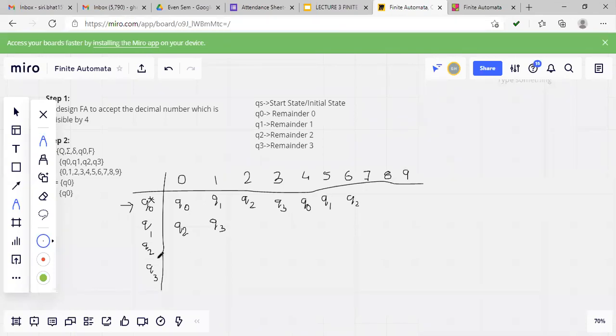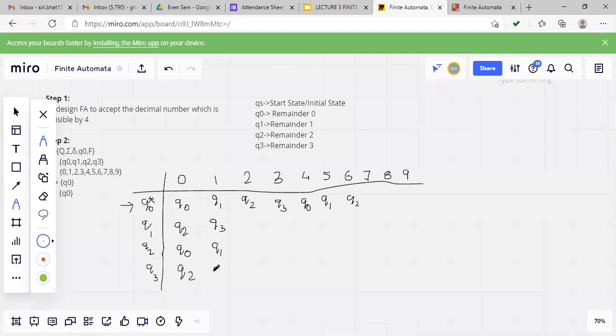Then Q2 on 0. It is 20, right? 20 divided by 4, the remainder is 0. Very good. Q2 on 1, 21, so it is Q1. Then I'm going to Q3 now. Q3 on 0, we are reading here 30. 30 divided by 4, the remainder is 2, so it is Q2. Very good.